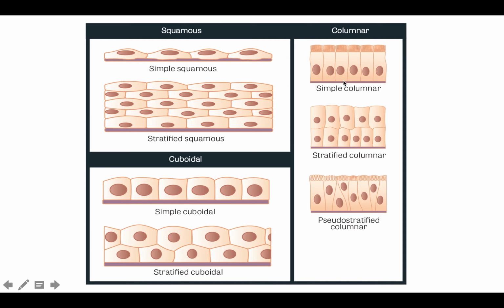Columnar epithelium. Column-like or pillar-like cells are present, and at the base the nucleus is present. Then stratified columnar cells are arranged in layers. Pseudo-stratified columnar, which appear in layers. Actually, these are present in a single layer, but they appear in different layers, so it is known as pseudo-stratified columnar.